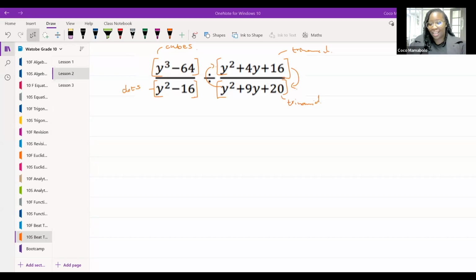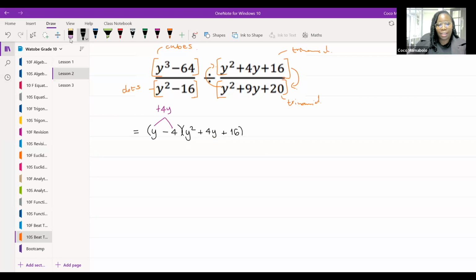All right, guys. Are we ready? I think we're gonna get going on this question. I know that my cube is going to factorize to a small bracket and a big bracket. I'm going to get y minus 4 over here, and then I'm going to square y, so I get y squared. Then I square -4, which gives me positive 16 at the end. In the middle, I take y times -4, which gives me -4y, and then I change the sign, so I end up in the middle with plus 4y.